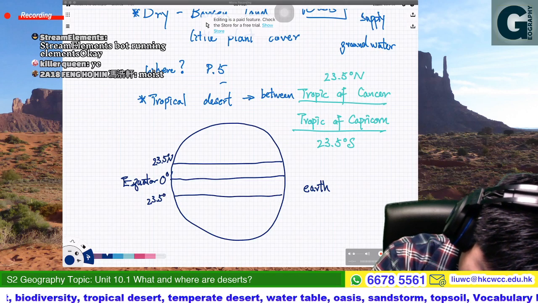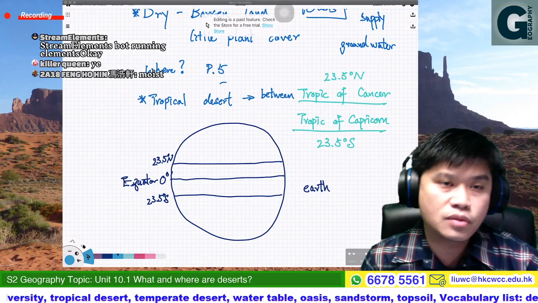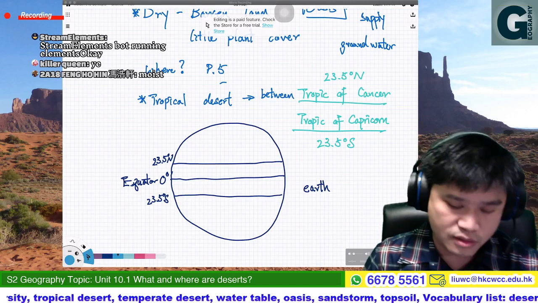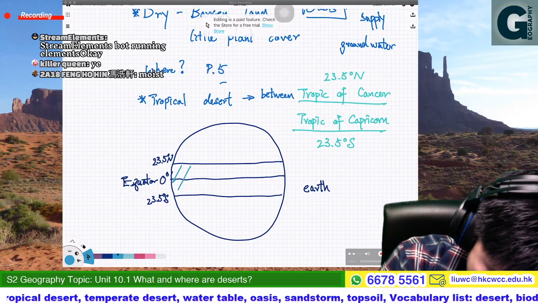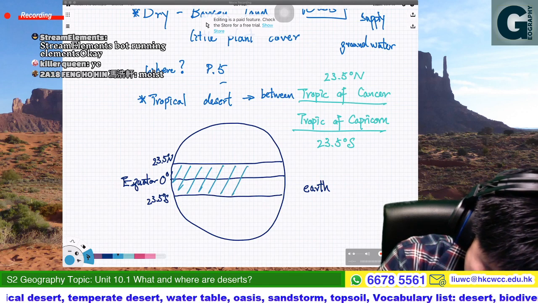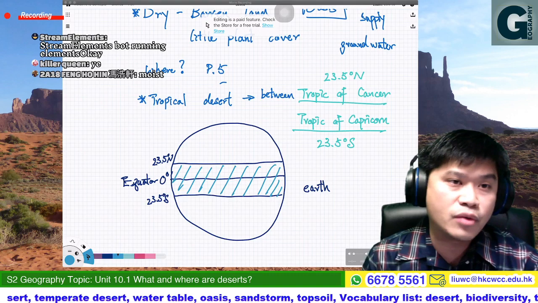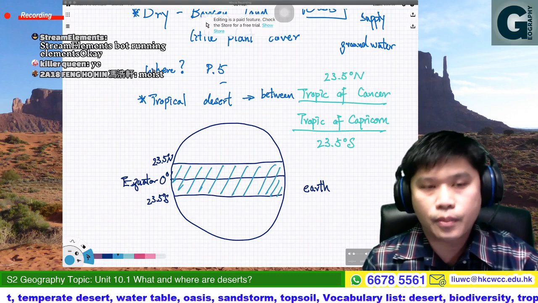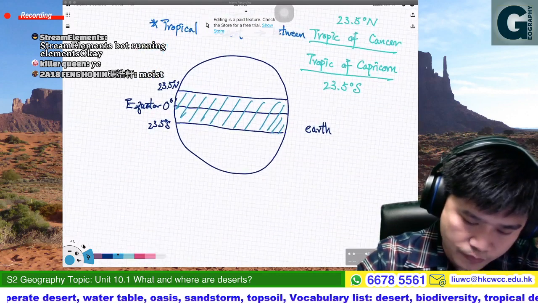23.5 degrees south. So where would most deserts be found? I mean the tropical desert. That is the area between these, located here. So if there's any desert here, we may regard it as a tropical desert. So that would be the first type.